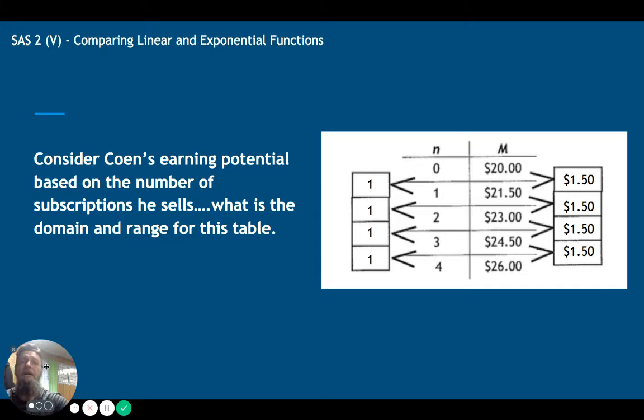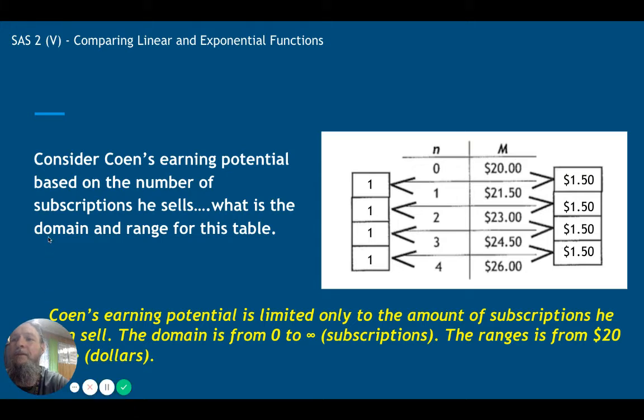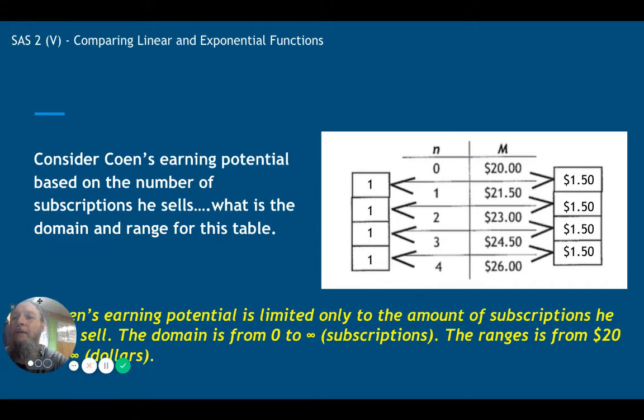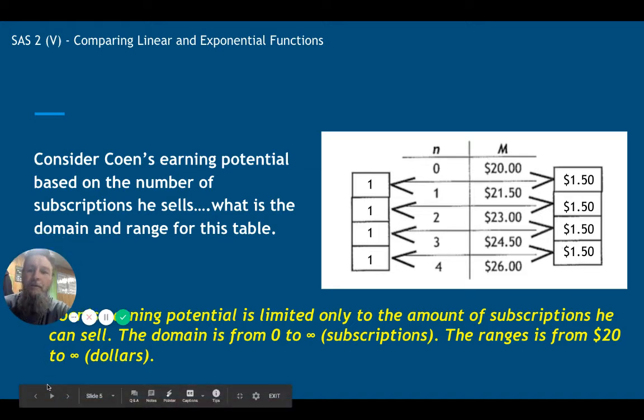All right, let's consider Cohen's earnings potential based on the number of subscriptions he sells. What is the domain and range for this table? The domain is 0 to infinity, the number of subscriptions, and the range is from 20 to infinity dollars. Let me move this out of the way so you can see it. Absolutely, he can make an unlimited amount of money, and that's just the way it works. So let's move on.